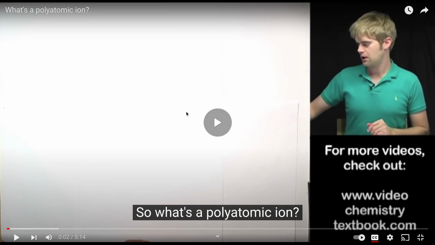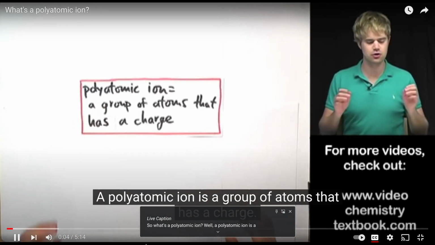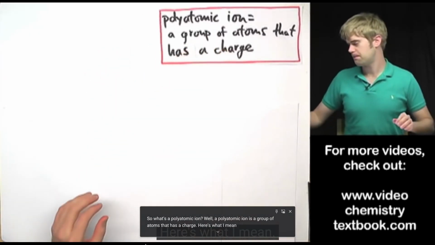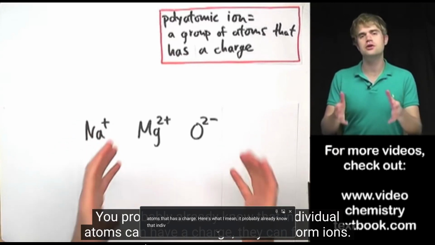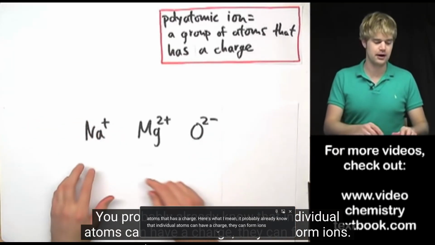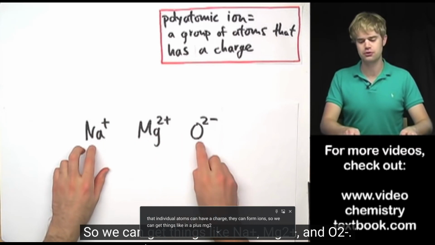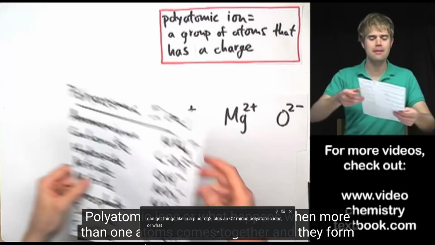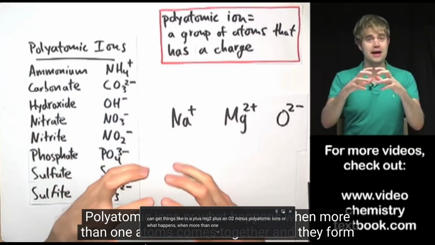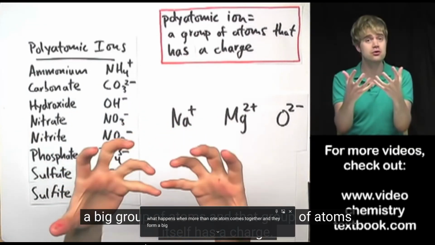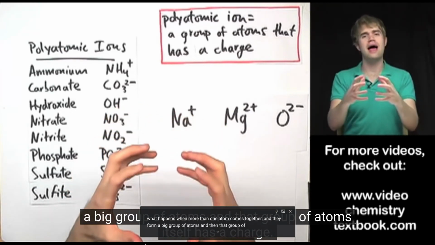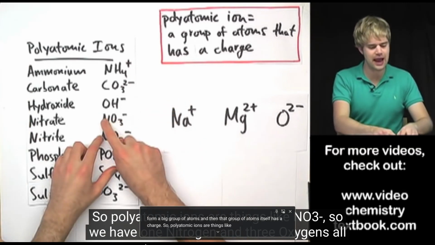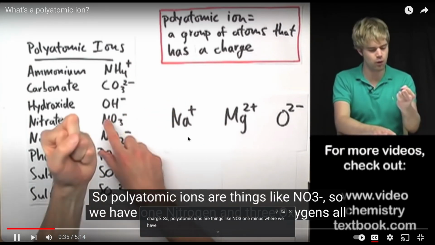But here we go. Well, a polyatomic ion is a group of atoms that has a charge. Here's what I mean. You probably already know that individual atoms can have a charge. They can form ions. So we can get things like Na+, Mg2+, and O2-. Polyatomic ions are what happens when more than one atom comes together and they form a big group of atoms, and then that group of atoms itself has a charge. So polyatomic ions are things like NO3, 1-, where we have one nitrogen.